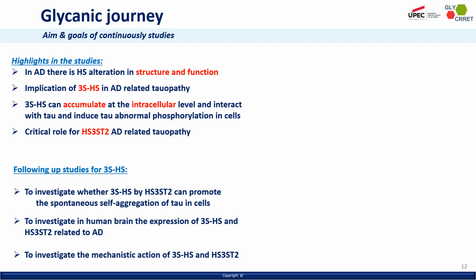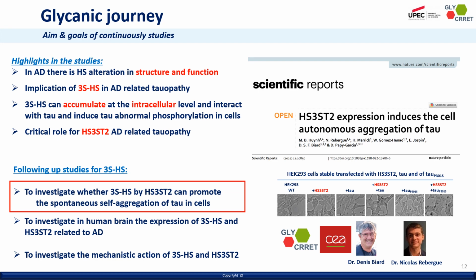So our follow-up studies were to investigate whether the 3-SHS made by heparan sulfate 3-O-sulfotransferase 2 can promote the spontaneous self-aggregation of tau in cells. Furthermore, to investigate in human brain the expression of the 3-SHS and the enzyme. And we were aiming to investigate the mechanistic action of the 3-SHS and the enzyme. So for the moment, I would like to go into a little more detail concerning the first part, for which we have recently a publication.